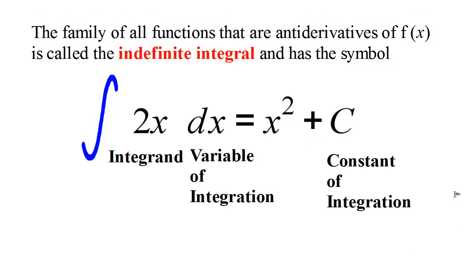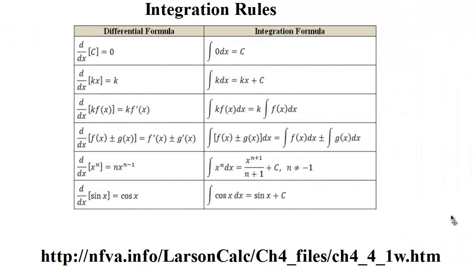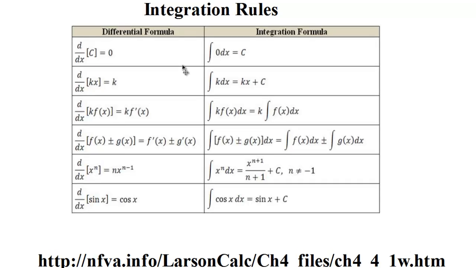An integration process doesn't result in just one answer, because there are, as we saw earlier, an infinite number of possibilities of functions that have a derivative of 2x. That's where that constant of integration comes in. So in class, we've developed some rules for integration. And since integration is the antiderivative, basically we're taking the derivative and going backwards. Integration rules are very much tied to the differentiation rules, just in reverse.